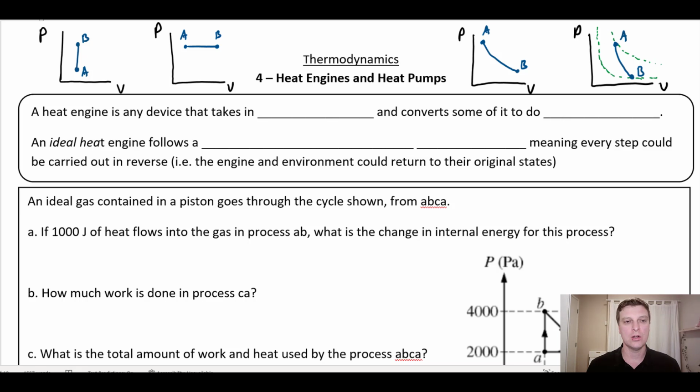Last lesson, we learned that there are 4 different processes: isobaric, isovolumetric, isothermal, and adiabatic. Before we move on, take a look at those 4 processes and make sure you know which one is which, and also what is happening to the work and the heat in those cases, and how they behave. Because we're going to put those 4 processes together and talk about heat engines and heat pumps, so you're going to want to understand them.